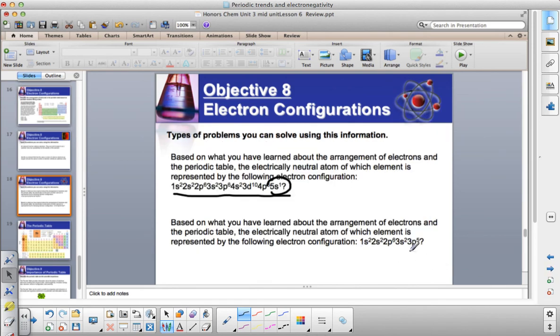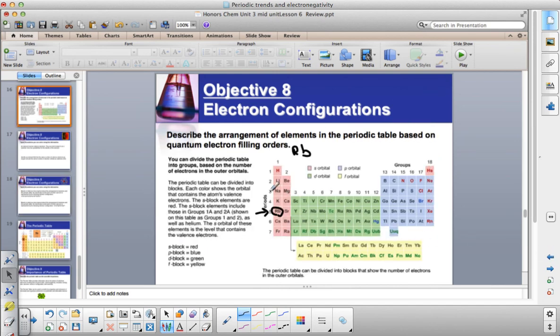Okay, let's do this one. 3p5. Let's go find out who lives there. Okay, so we have 3. We're in 3. Not in s. We're in p. So 1, 2, 3, 4, 5. We're in chlorine's house. Okay, that's the electron configuration for chlorine.